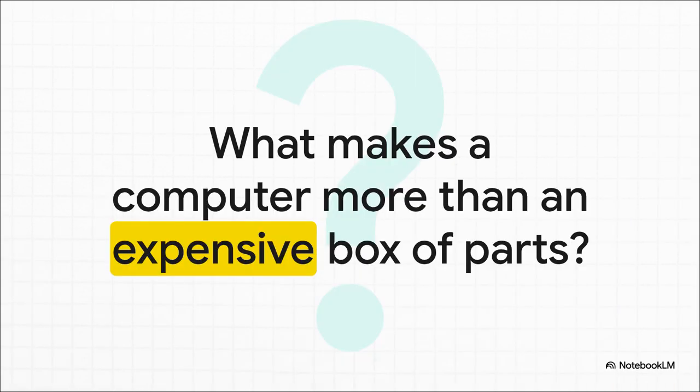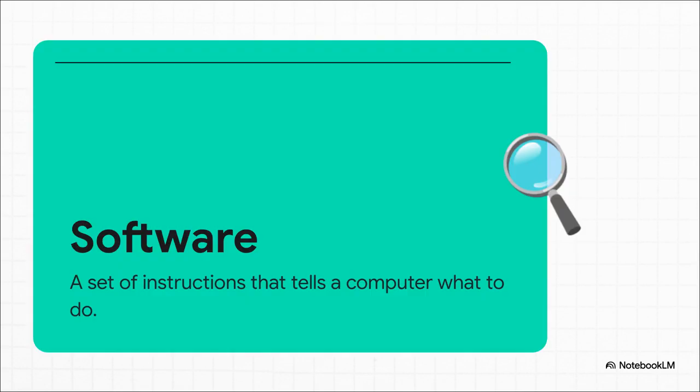Think about it for a second. The device you're on right now is just a bunch of plastic, metal, and glass. So what is it that brings it to life? What's the secret sauce that makes it do stuff? Well, that's where software comes in. At its heart, it's just a set of instructions. It's like the brain of the machine, telling all those physical components what to do and when to do it.